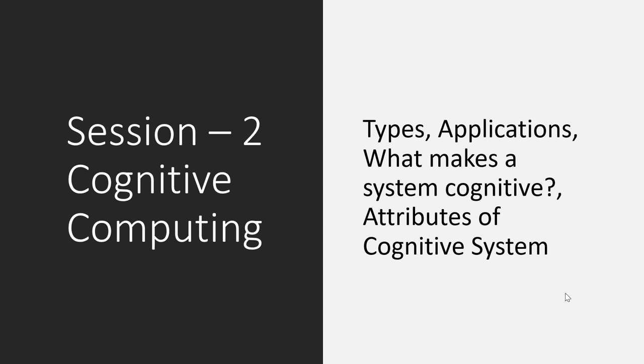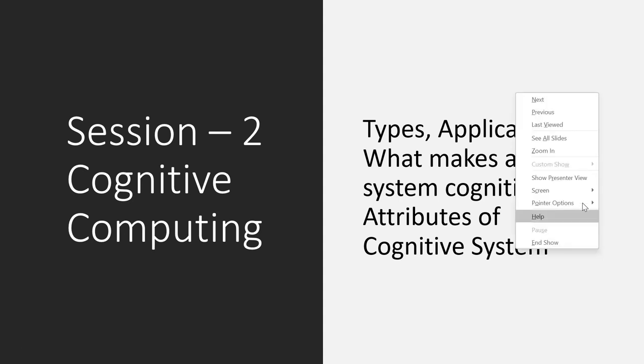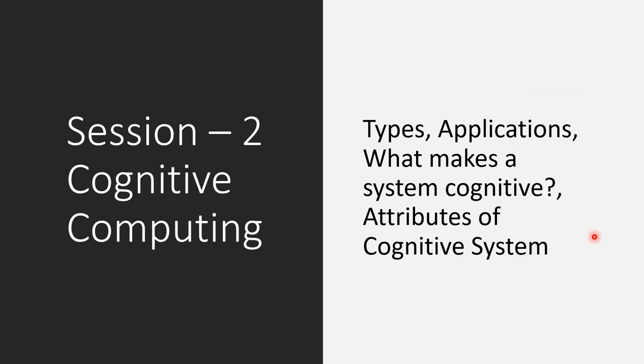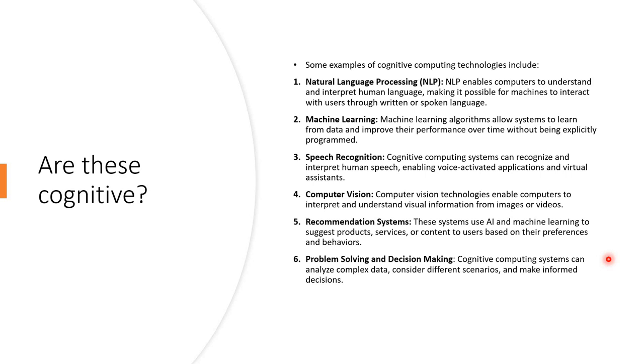Hello friends, welcome back. In the previous session, we discussed the fundamentals of cognitive computing. We understood what can make a system cognitive, what are all the uses of cognitive computing, application sectors, and more things we have discussed. And I hope it would have been interesting. Now, in this session, we are going to go into the next level where we will understand applications in depth, what makes a system really cognitive, and what are all the attributes of a cognitive system, all of which will be discussed very clearly in this session.